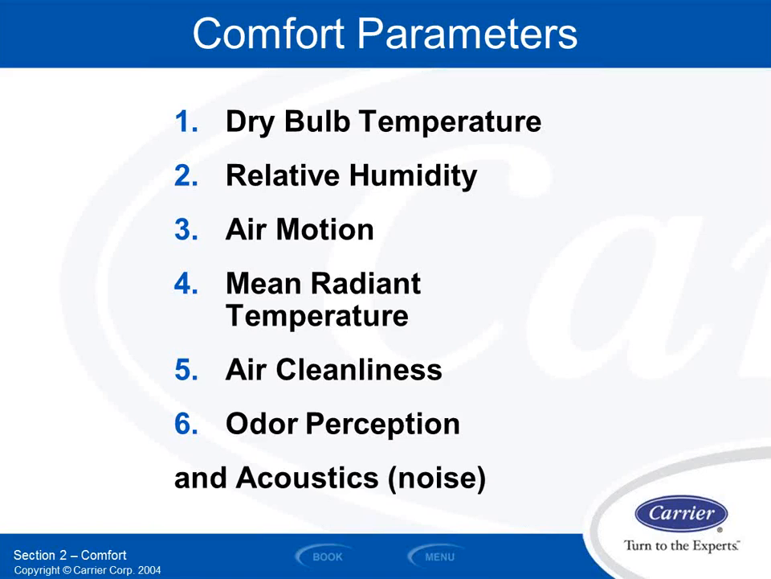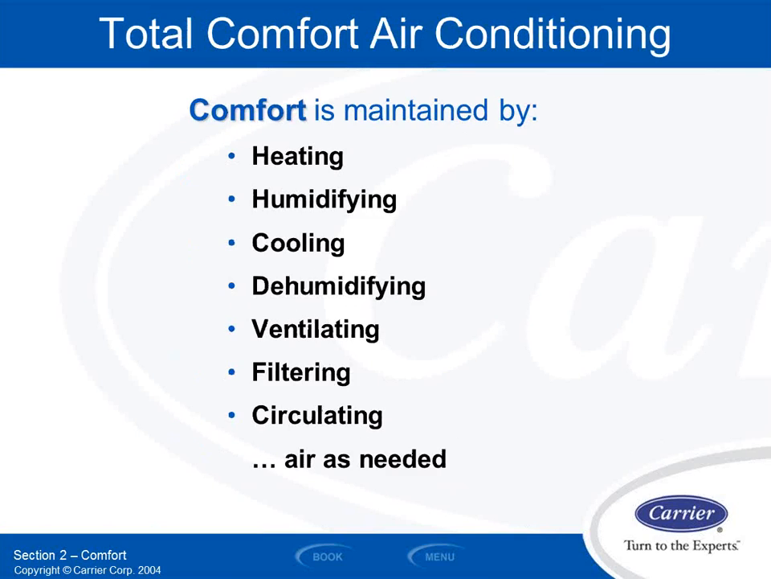So the first four are the main thermal drivers: dry bulb temperature, relative humidity / wet bulb temperature, air motion, and radiant temperature. Those are the big four. So there's different stuff we can do with an air conditioning system in order to affect those temperatures and parameters in order to make people feel comfortable.